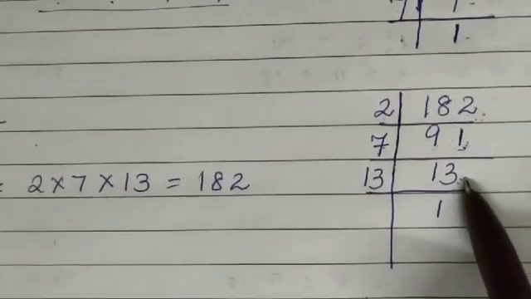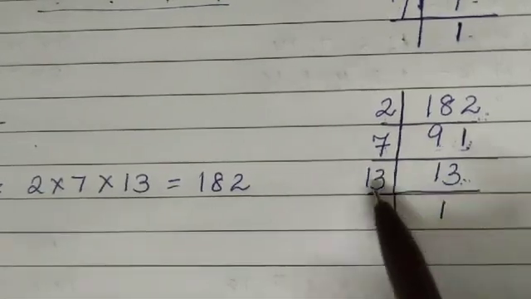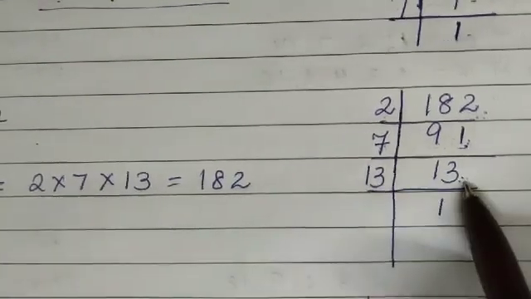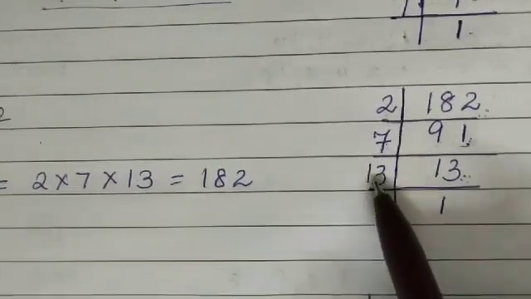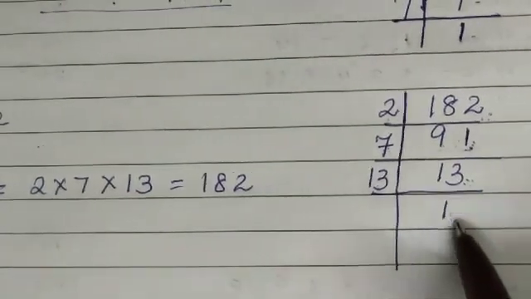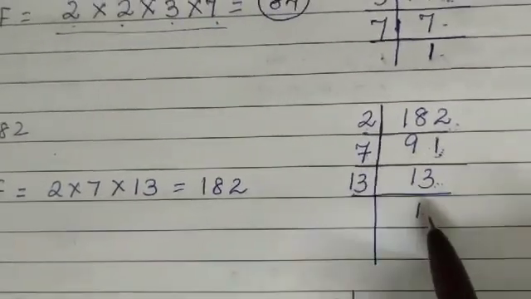It is divisible by only the number itself. So 13 is divisible by only 13. So 13 1s are 13. We got 1 here. Okay.